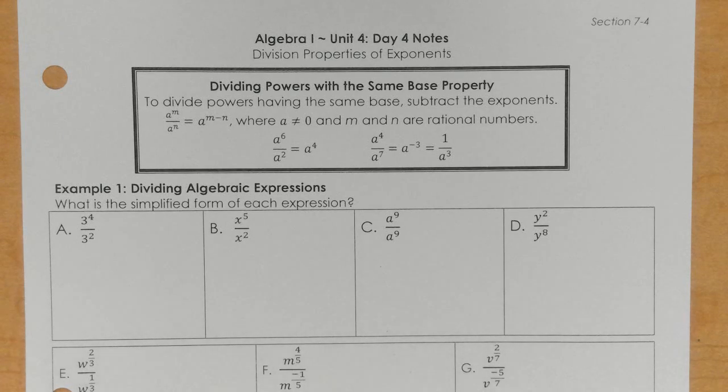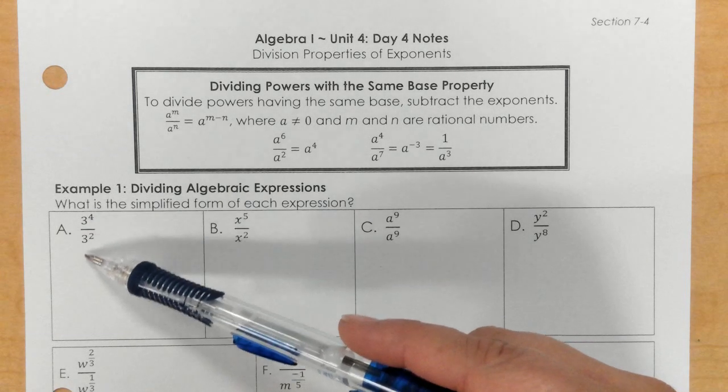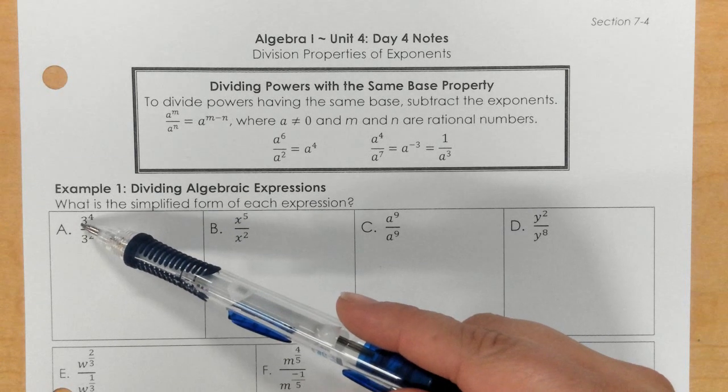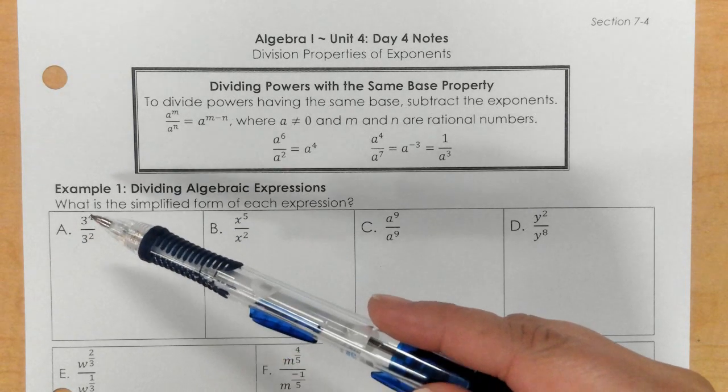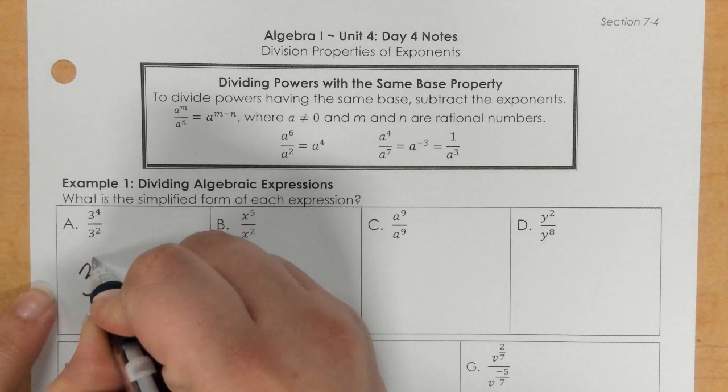For the day 4 notes, division properties of exponents. If we have the same base, we subtract our exponents. So here we have a division problem. Our 3's are our base. They are the same. We subtract the 4 and the 2. So this would be 3 to the second power.